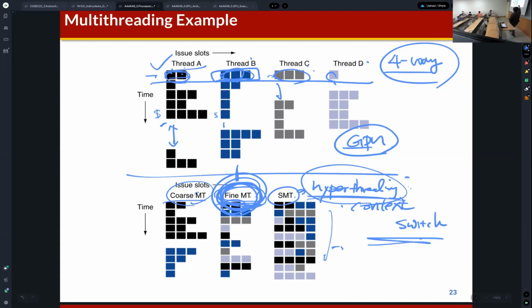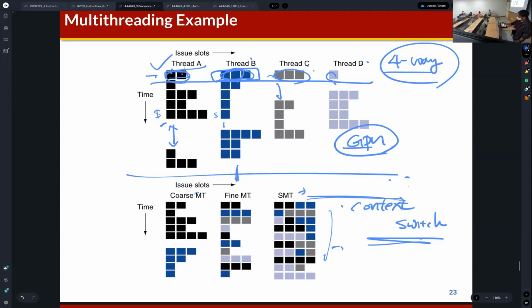But fine-grained multi-threading means that a processor changes the executed thread every clock. Okay, like this. So then what is the advantage of fine-grained multi-threading? In the previous class, I mentioned that GPUs use fine-grained multi-threading. Then what is the benefit of fine-grained multi-threading compared to coarse-grained multi-threading?